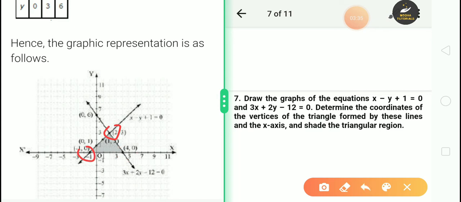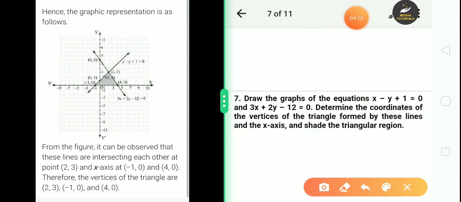Okay, so coordinates are 2, 3, 4, 0 and minus 1, 0. So from this graph we can say that the vertices of the triangle are 2, 3, minus 1, 0 and 4, 0, and then write the final answer.